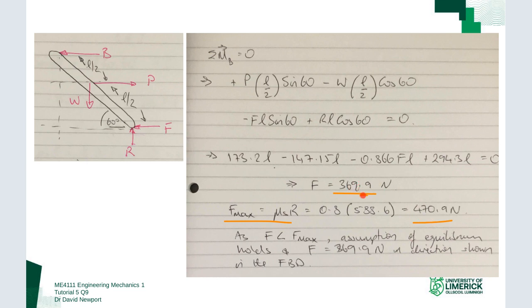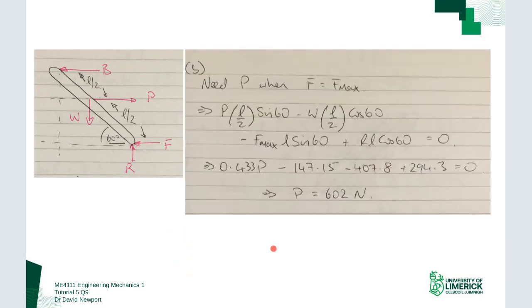So therefore, my assumption for equilibrium is valid because the system can produce sufficient friction to hold it there in place. Okay, so the value of friction is what is required. So it's the 370 in the direction shown in the free body diagram because my answer cannot be positive. So it is going the way it's pointed there.